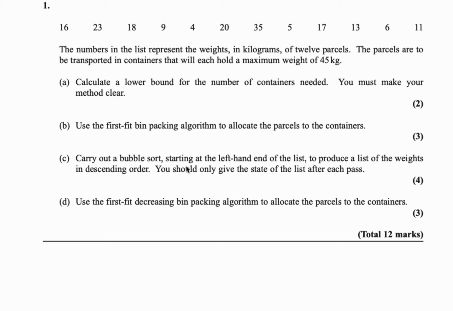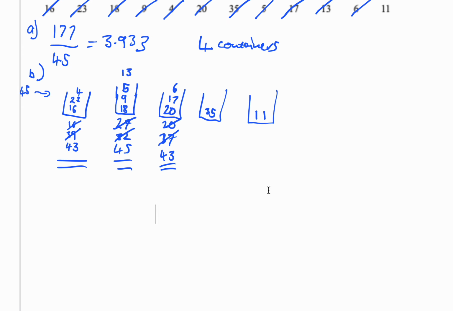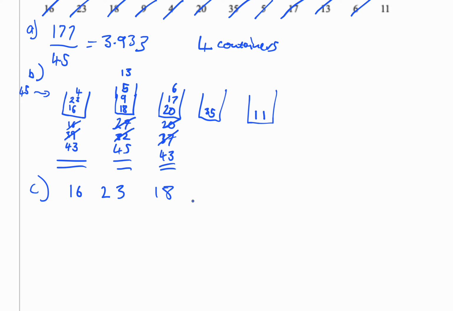Next, carry out a bubble sort. Oh, this is going to be boring. Starting on the left-hand list to produce a list of the weights in descending order. Okay, let's do this. So our numbers are, and we only have to do the full run, not each value. So 16, 23, 18, 9, 4, 20, 35, 5, 17, 13, 6, 11.